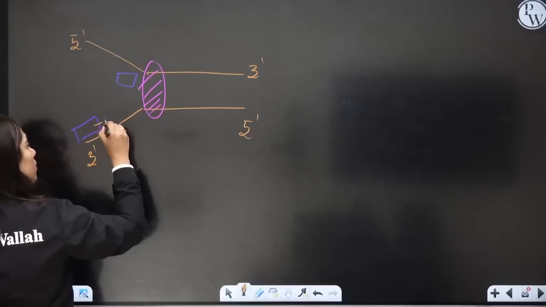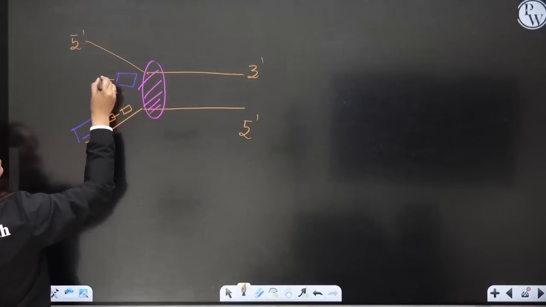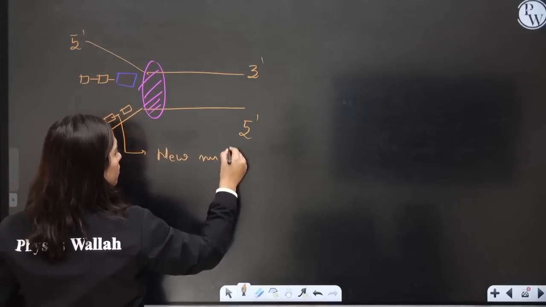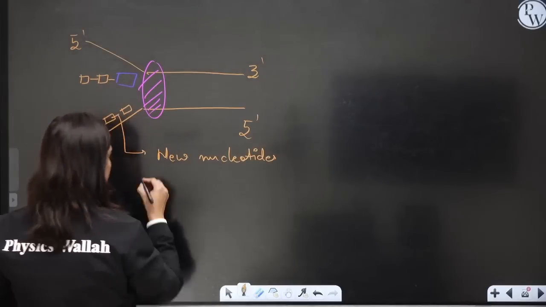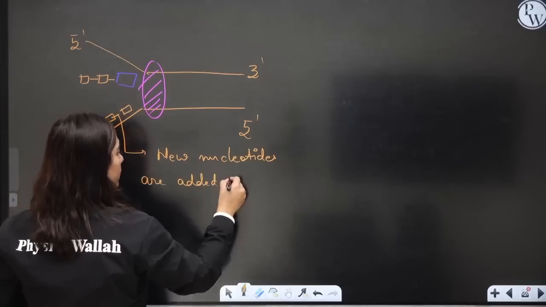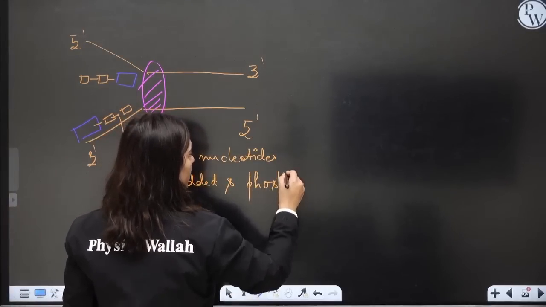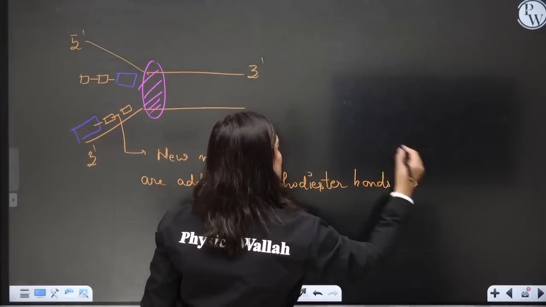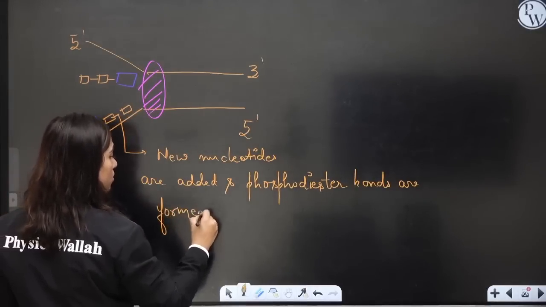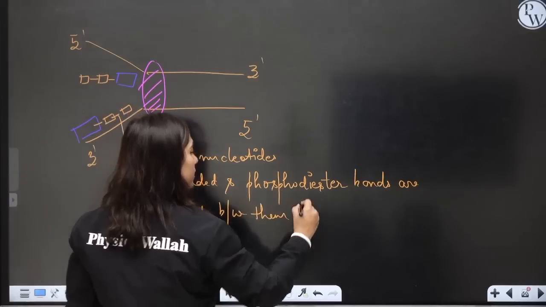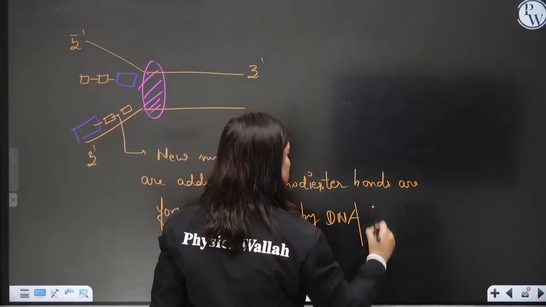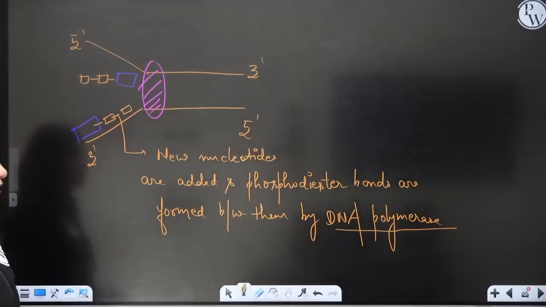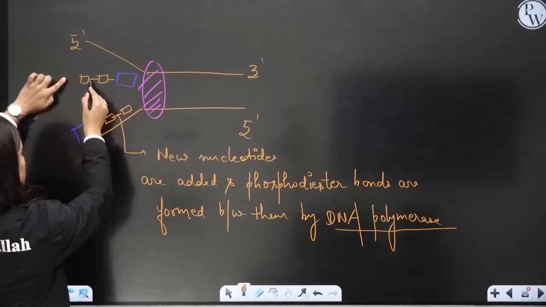So, new nucleotides are added, and phosphodiester bonds are formed between them by DNA polymerase. Okay, so DNA polymerase attaches these nucleotides and forms phosphodiester bonds in between.